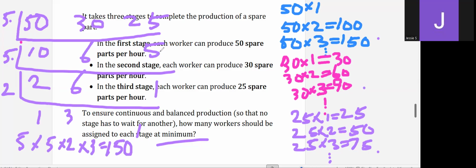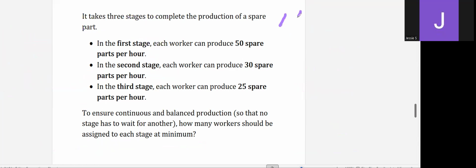Okay, so that means we're going to start from 150. That's the same number of spare parts for every station. All right, so I'm going to stop right here now. I'm going to delete everything. So we know that 150 spare parts is the least number of spare parts that we can start with, so that every stage will have the same number of spare parts.